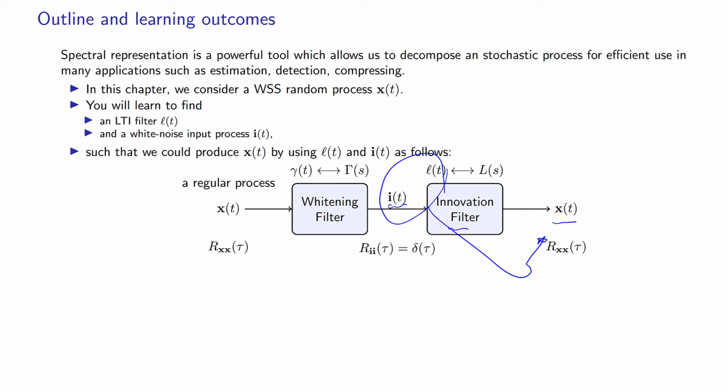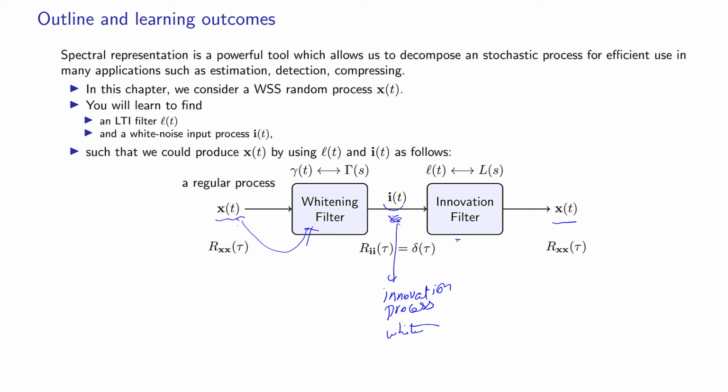So the inverse of this filter, the inverse of the innovation filter, can produce the innovation process. This is called the innovation process, the component of the input which is new. And this is the whitening filter, because this random process is not white. When you apply it, this becomes a white process, white noise. So it will convert your random process to a white random process, such that using the white random process and this deterministic filter, you can reconstruct it back.